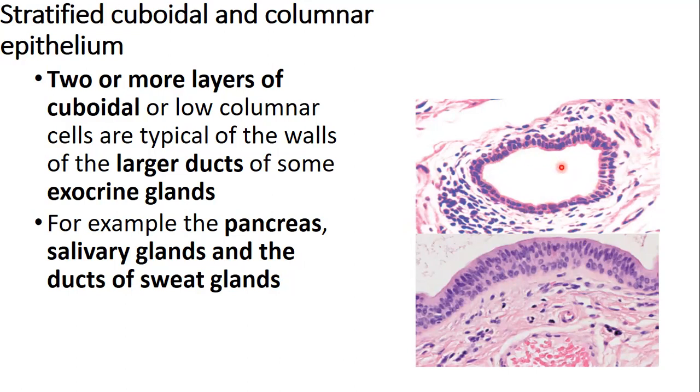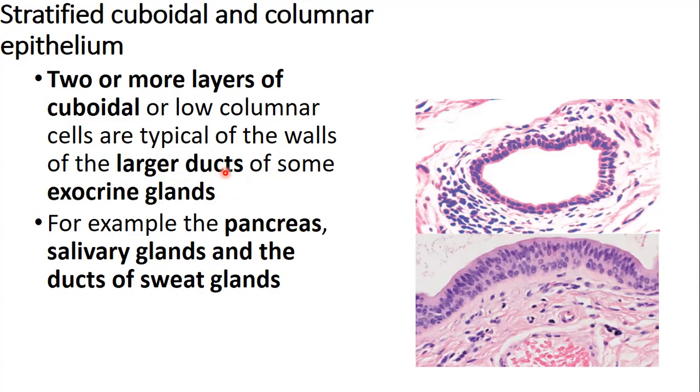This type of epithelium is usually found in exocrine glands. All exocrine glands have ducts, and those ducts are more like a tube. So those ducts are lined by stratified cuboidal epithelium. So the larger the duct, expect stratified cuboidal epithelium. If the duct is small, expect stratified columnar epithelium.